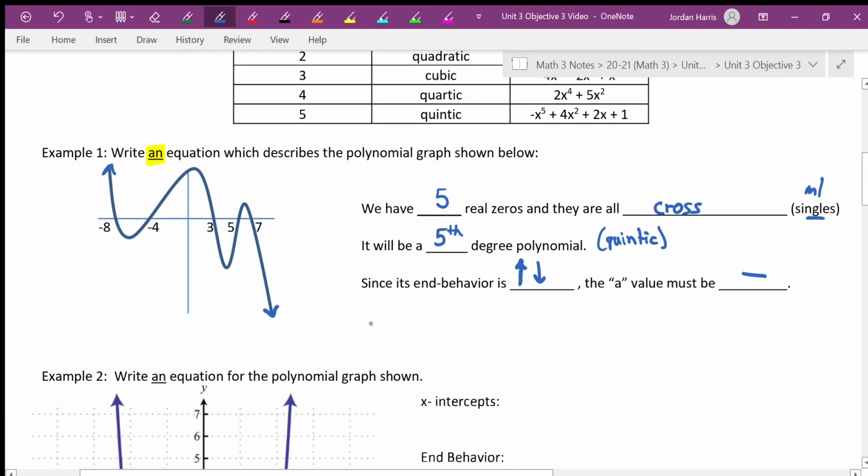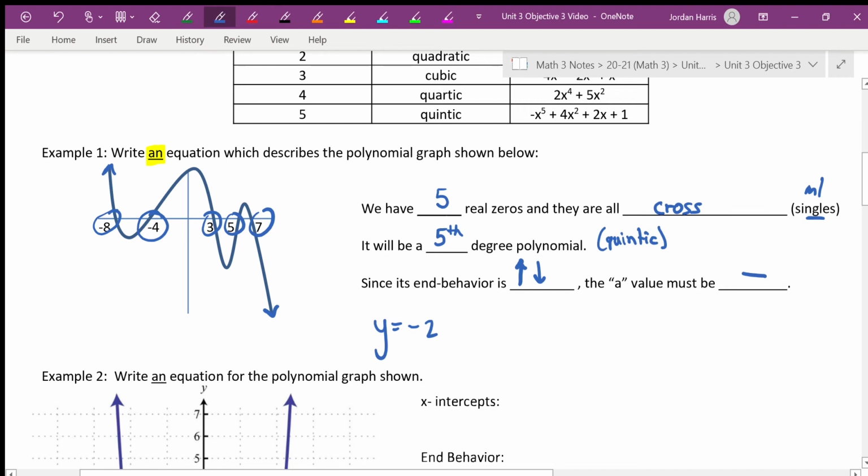So I want to write an equation. It's y equals, and then I need a negative lead coefficient. So I'm going to write negative 2. It doesn't really matter, any negative number will do. But now we have to write specifically for these zeros. I have zeros of x equals negative 8, negative 4, positive 3, positive 5, and positive 7.